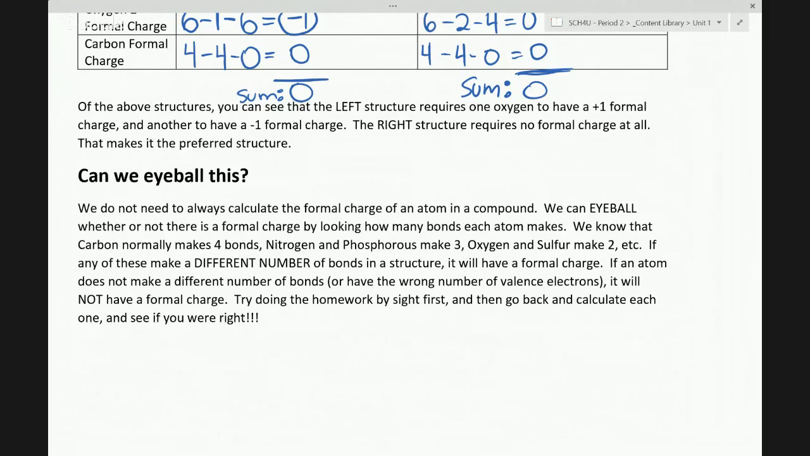And if any of these are different, then we know it's going to have a formal charge. And then you can calculate it at first, though eventually you'll even get in the habit of eyeballing them and just being able to look and see what the formal charge is. If an atom makes the usual number of bonds and has the right number of valence electrons, it won't have a formal charge. So for the homework, I'd encourage you to try and see if you can do it by sight, and then go back and calculate each one and see if you're able to do it right.